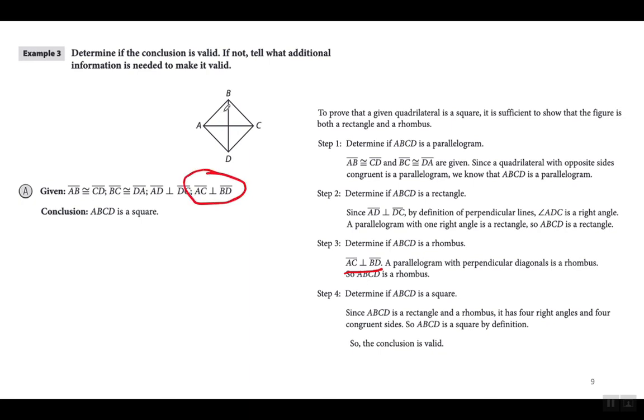In other words, since the diagonals are perpendicular, a parallelogram with perpendicular diagonals is a rhombus. Okay? Un paralelogramo con diagonales que son perpendicular es un rombo.